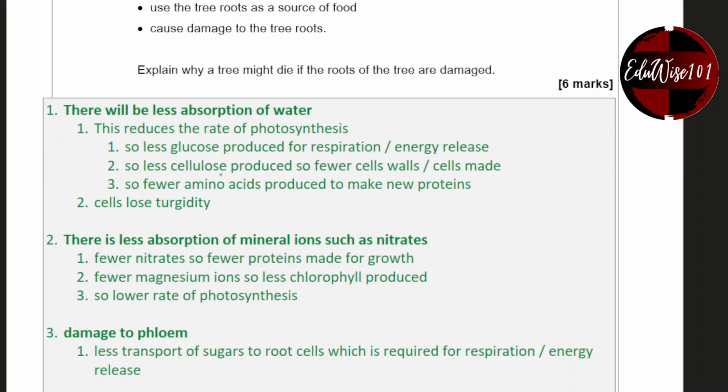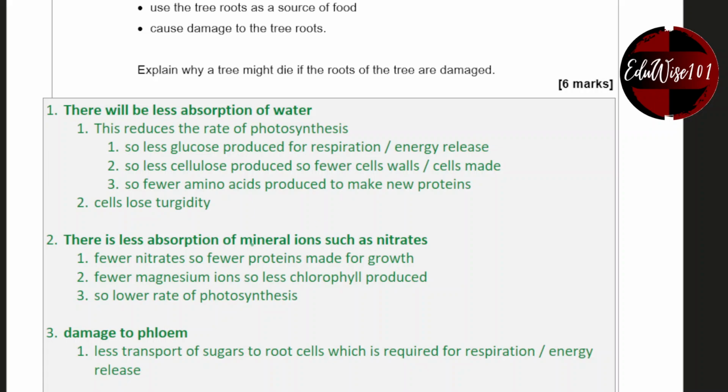So less cellulose is produced, so fewer cell walls are made. Fewer amino acids are produced to make new proteins, and the cells lose turgidity. So the plant is going to be flimsy. It won't be able to stand upright.